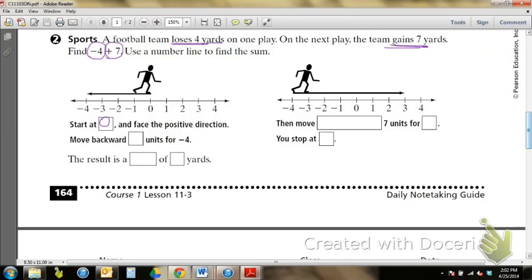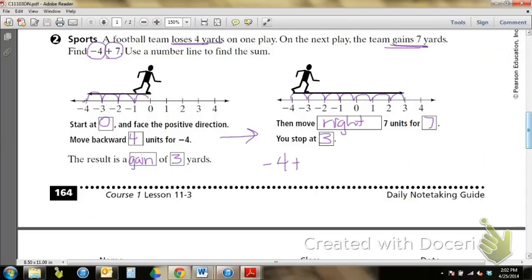So again, we start at 0, face the positive direction. I'm going to move backwards 4 units for negative 4. So 1, 2, 3, 4. So here's negative 4. Then I'm going to move right 7 units for positive 7. So 1, 2, 3, 4, 5, 6, 7. And I stop at positive 3. So the result is a gain, because I got a positive answer, of 3 yards.